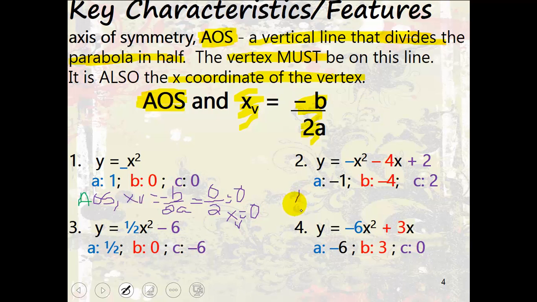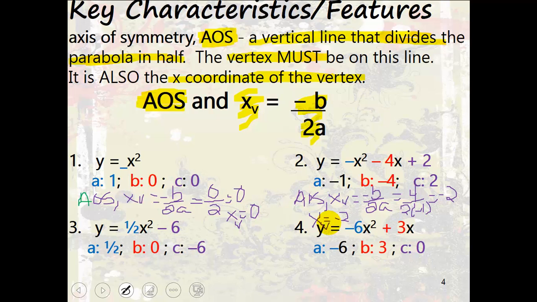On number 2, the axis of symmetry, which is also the x-coordinate of my vertex, is equal to negative b over 2a. I take the opposite of b, that's positive 4, over 2 times negative 1, and I get negative 2. That means that the axis of symmetry is the line x equals negative 2, which is also the x-coordinate of my vertex. Go ahead and hit pause. Find the axis of symmetry and the x-coordinate of the vertex for 3 and 4 and come back and check your work.